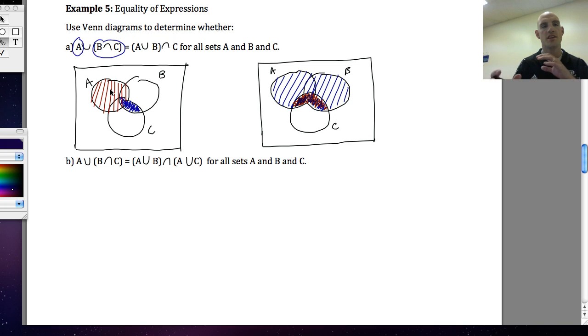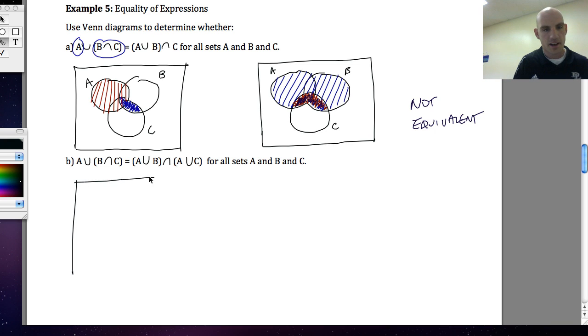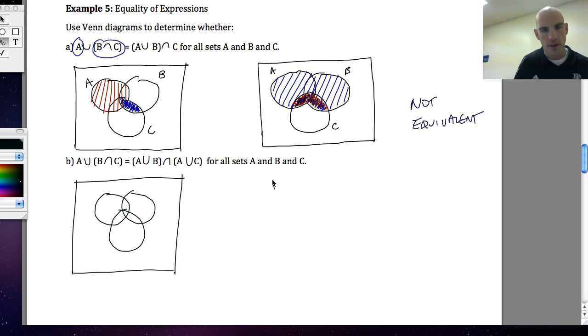And so you'll see the difference is the part over here is the union of everything. The part over here is just the intersection of those two pieces. So these sets are not equivalent. Let's look at this next example. Like I said, guys, this is something that's going to take you maybe a little bit to fully grasp, but we're going to continue to work with it so that we get this concept down.